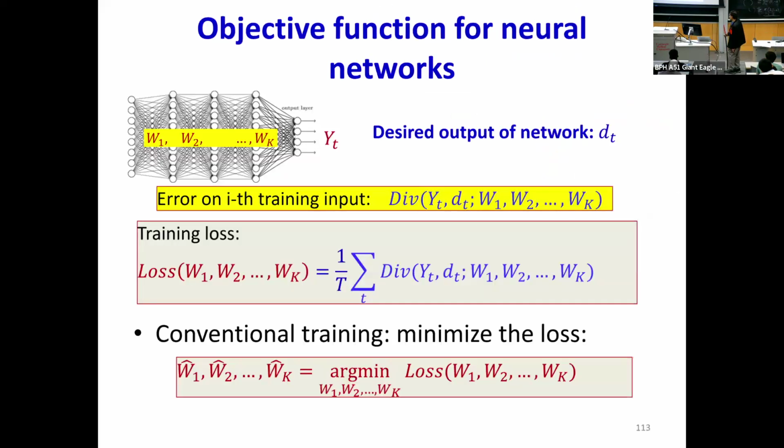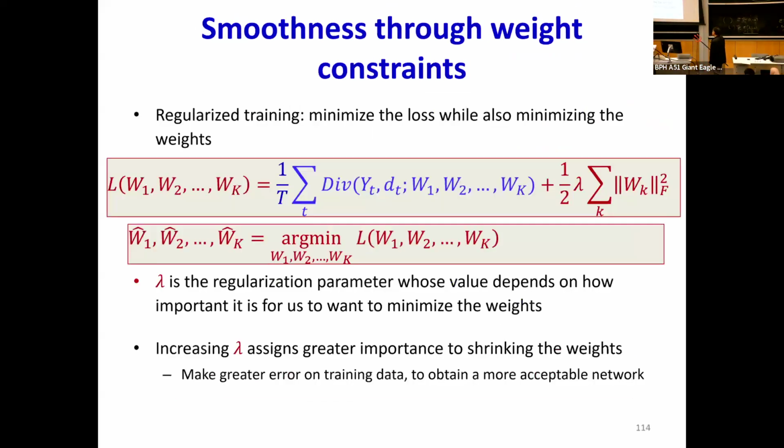So how can you do that? Your standard loss is simply going to be the average of the divergences for all the training instances. Now you add a second term. You say that it's not sufficient to just minimize my loss, also ensure that the squared norm of all of my weights is as small as it can possibly be, while also minimizing the loss.